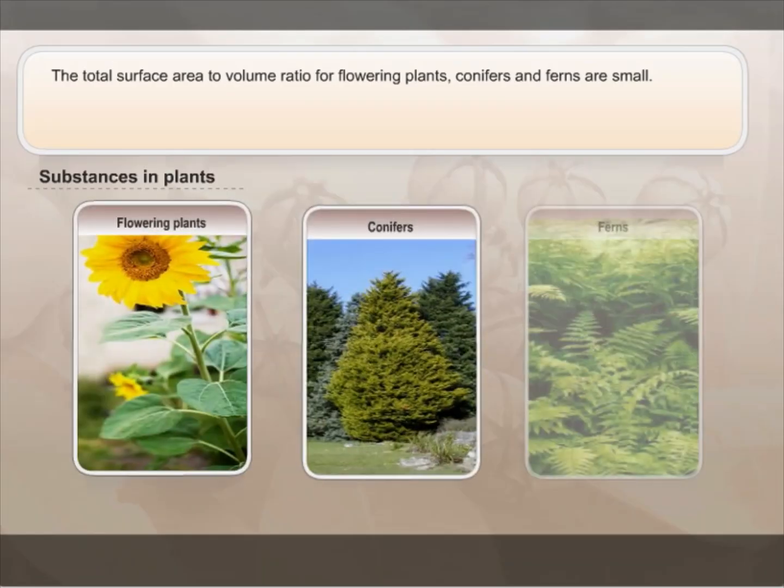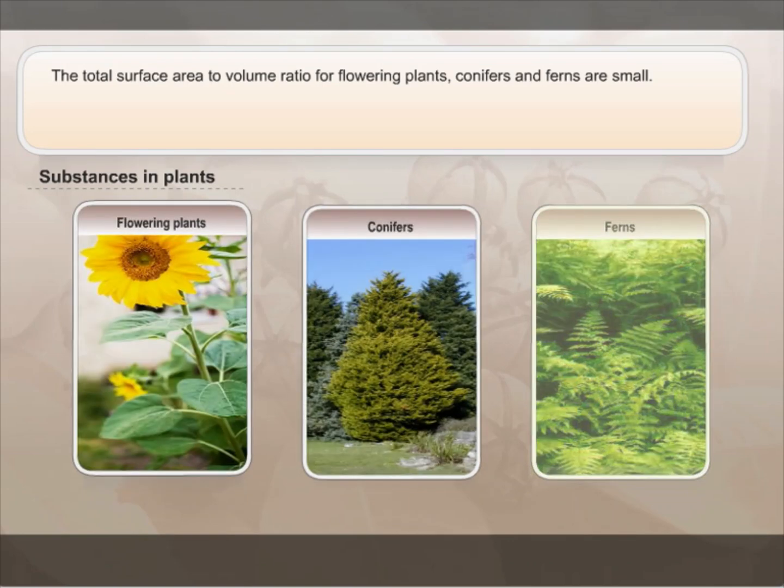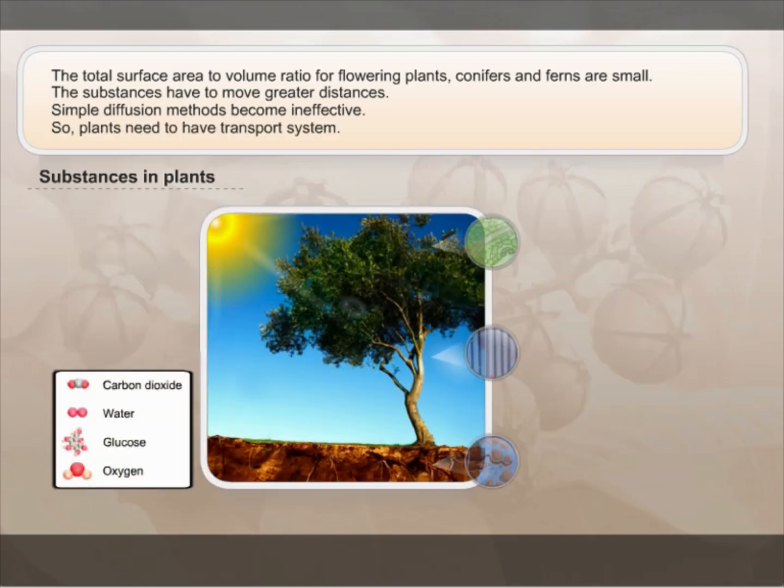The total surface area to volume ratio for flowering plants, conifers and ferns are small. The substances have to move greater distances. Simple diffusion methods become ineffective, so plants need to have transport system.